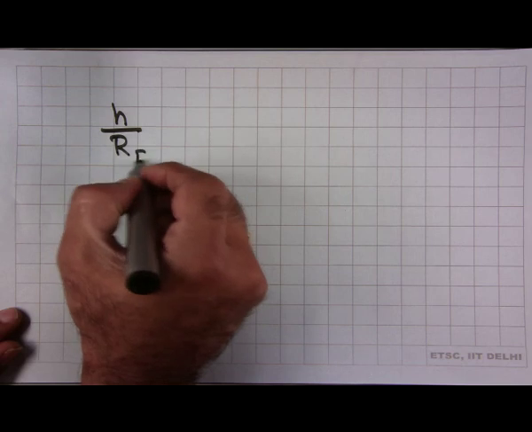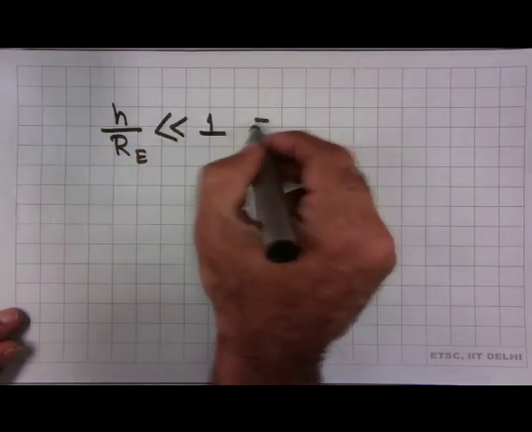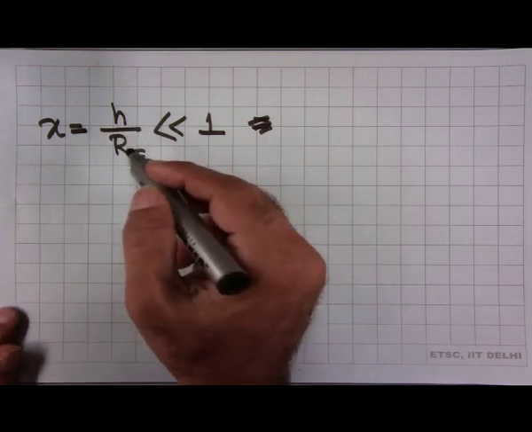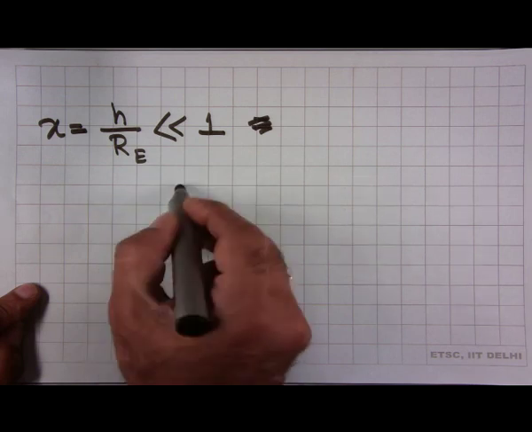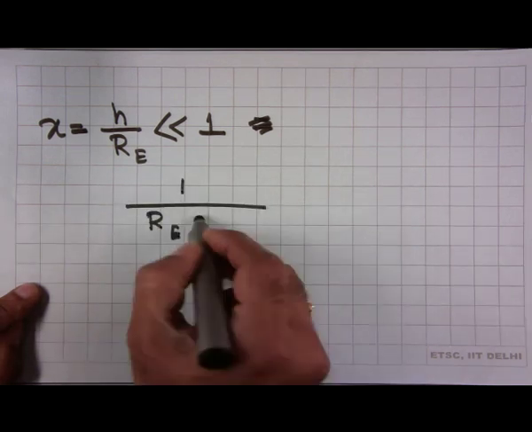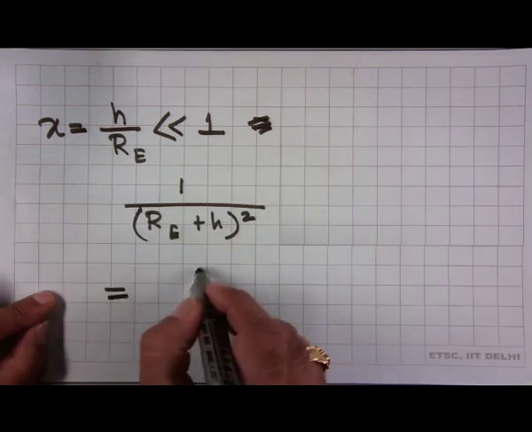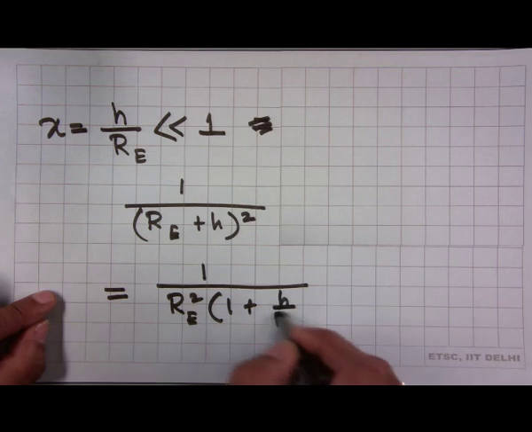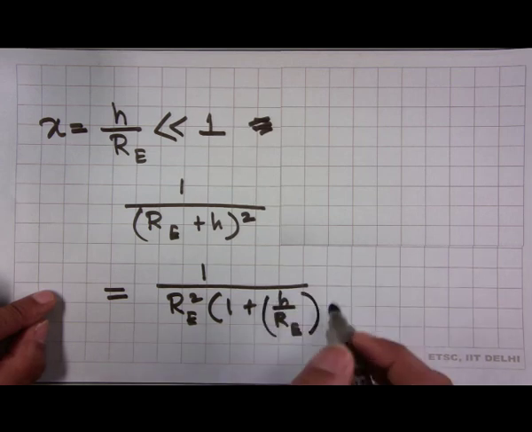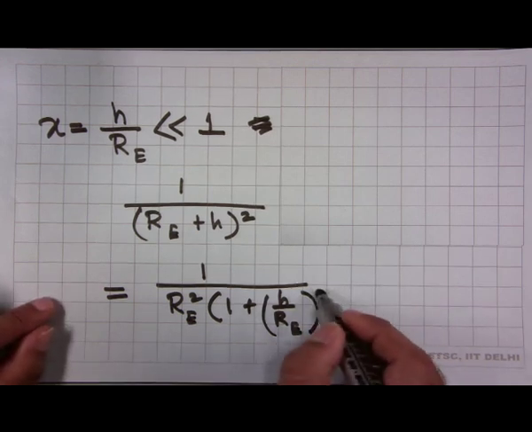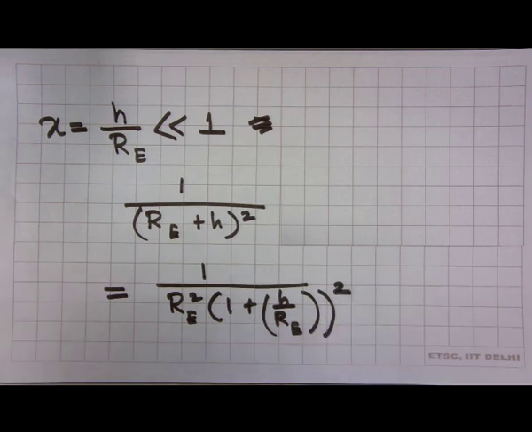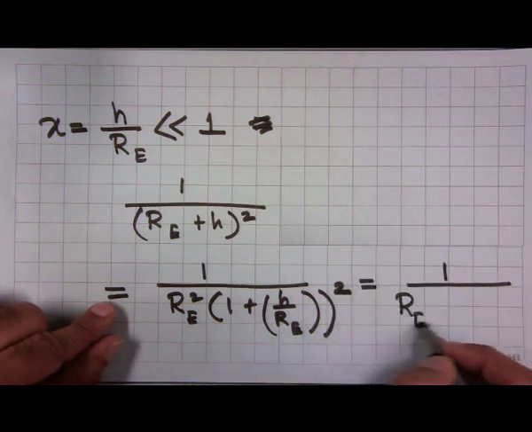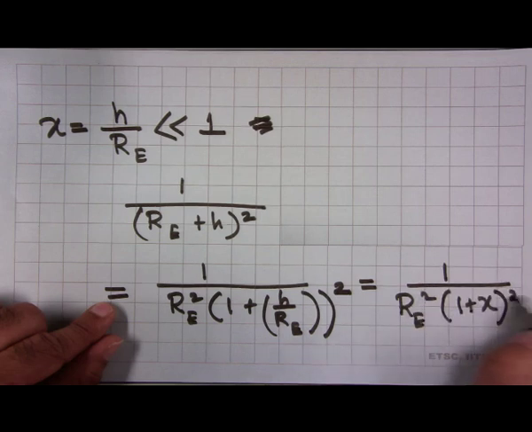So what we do is to make a binomial expansion. h by Re much, much less than 1. Let me call it x. That is what I am calling it. Remember, h is the height from the surface of the earth, Re is the radius of the earth, and I am interested in the term 1 over Re plus h whole square. This quantity is nothing but 1 over Re squared into 1 plus h by Re whole squared. All that I have done is to pull the Re out, and this quantity is 1 over Re squared into 1 plus x whole square. This is the expression that I wanted.